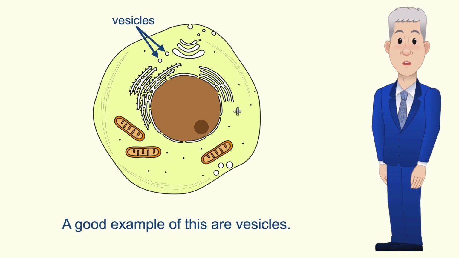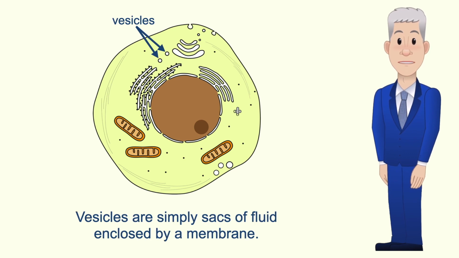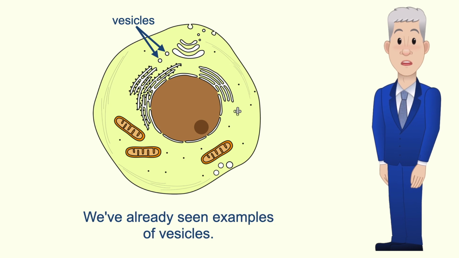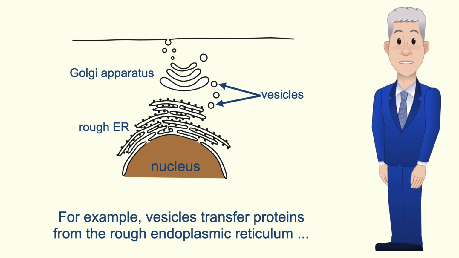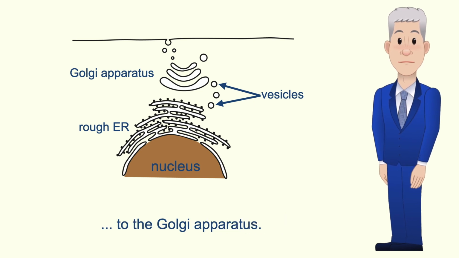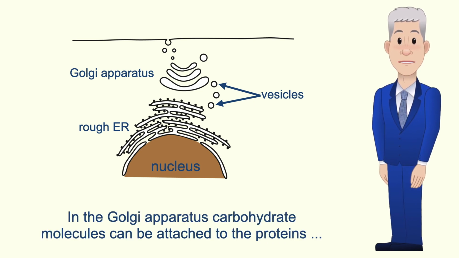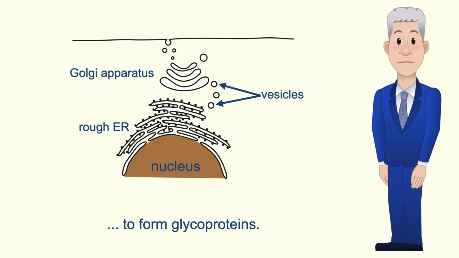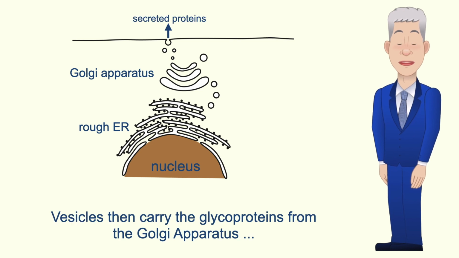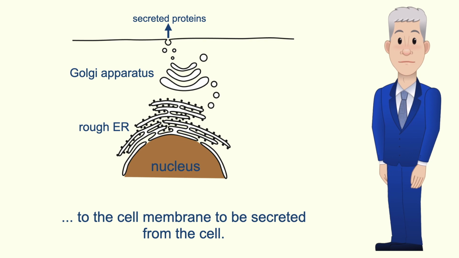Now, a good example of this are vesicles. Vesicles are simply sacs of fluid enclosed by a membrane, and we've already seen examples of vesicles. For example, vesicles transfer proteins from the rough endoplasmic reticulum to the Golgi apparatus. In the Golgi apparatus, carbohydrate molecules can be attached to the proteins to form glycoproteins. Vesicles then carry the glycoproteins from the Golgi apparatus to the cell membrane to be secreted from the cell.